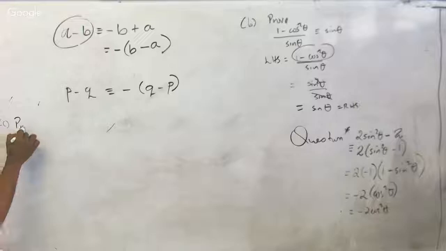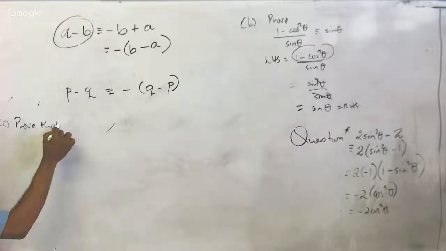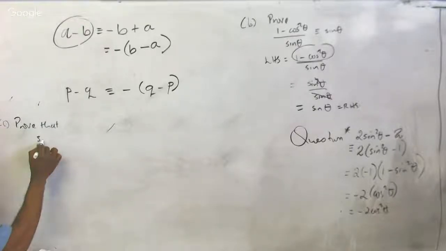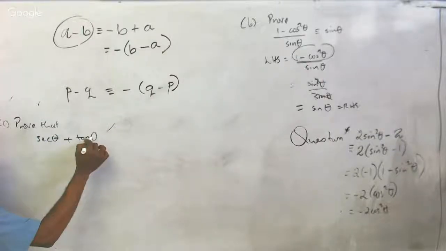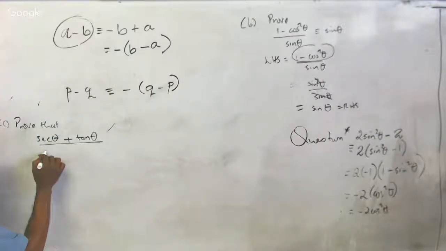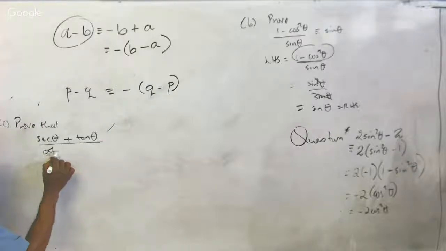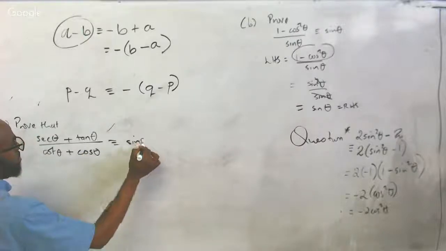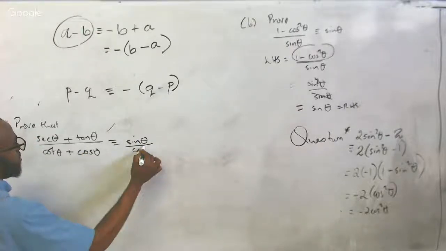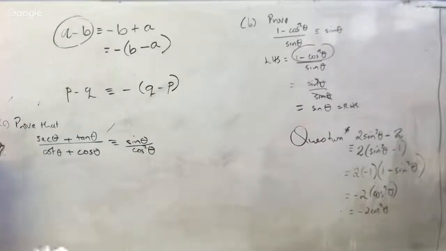What was this one? Secant theta plus tan theta upon cotangent theta plus cos theta equals sin theta upon cos squared theta. What's the first thing to do? The first thing to do.